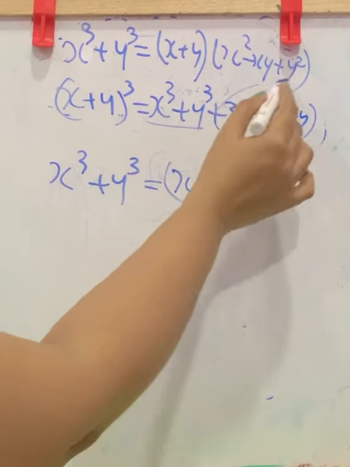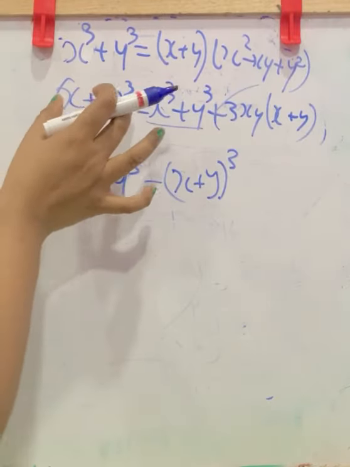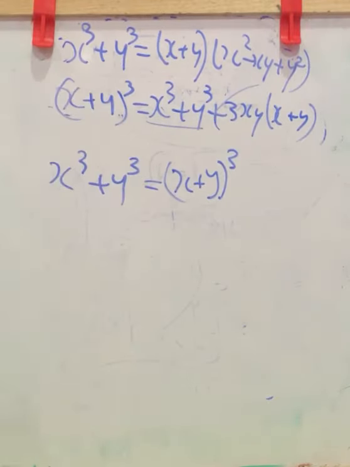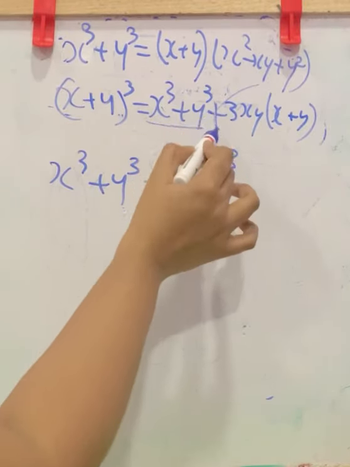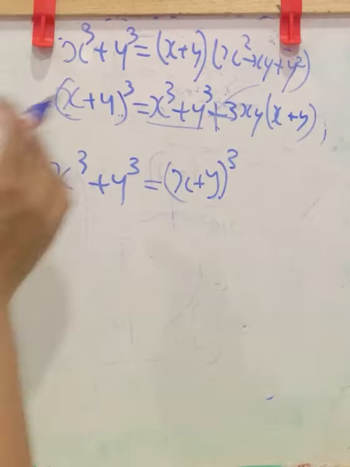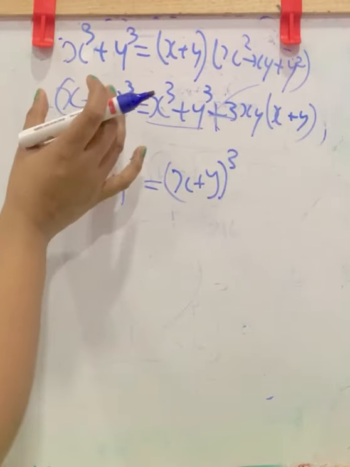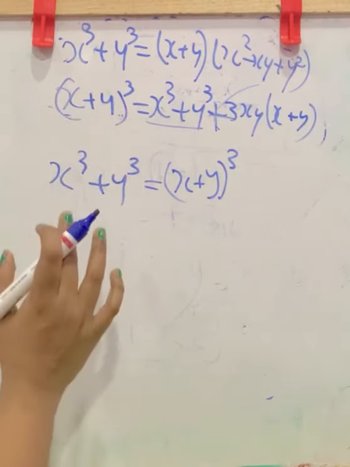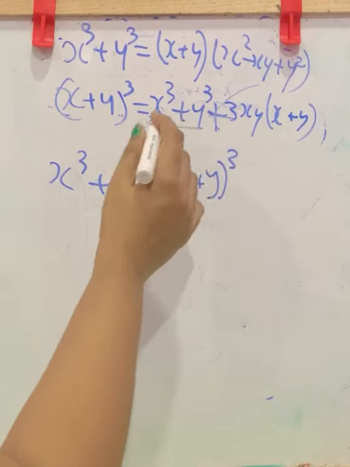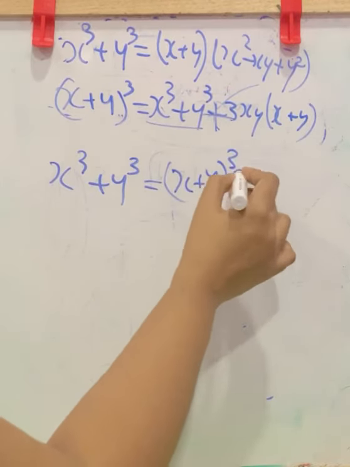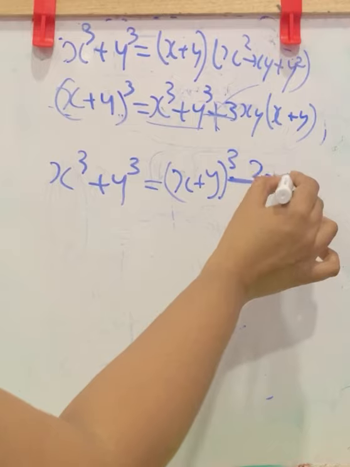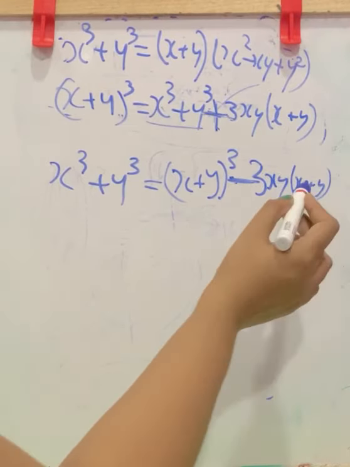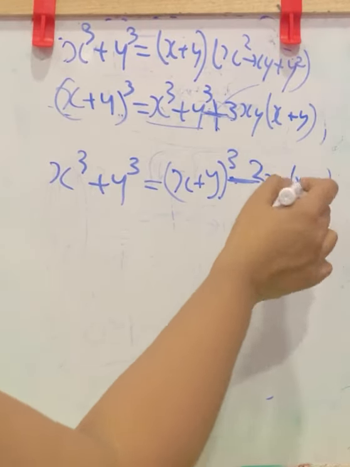Now I am taking this part to the other side of equal. If you are taking anything to another side of equal, you want to change the sign. This is plus 3xy into x plus y. So while I am taking this to the side of this whole cube part, I am making it negative. So it becomes negative 3xy into x plus y. Don't change the sign here inside the bracket.